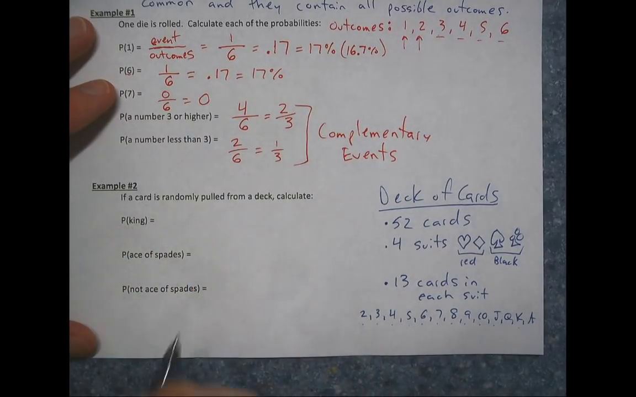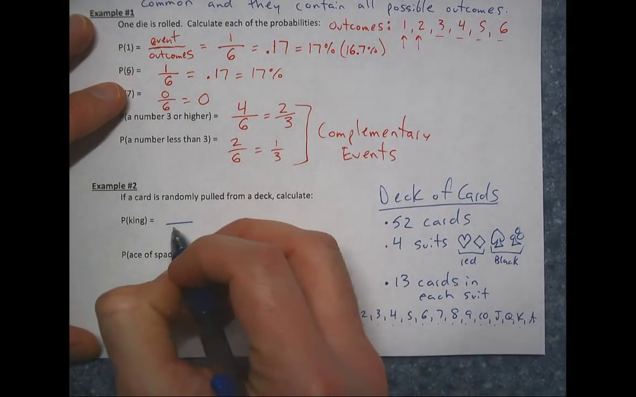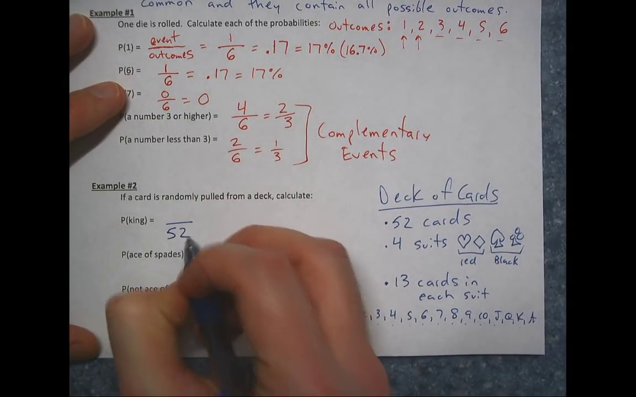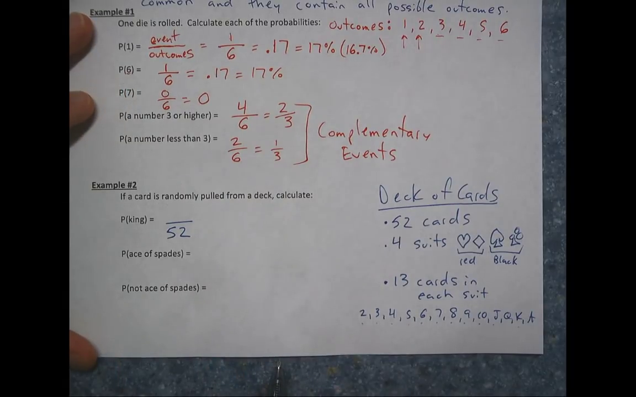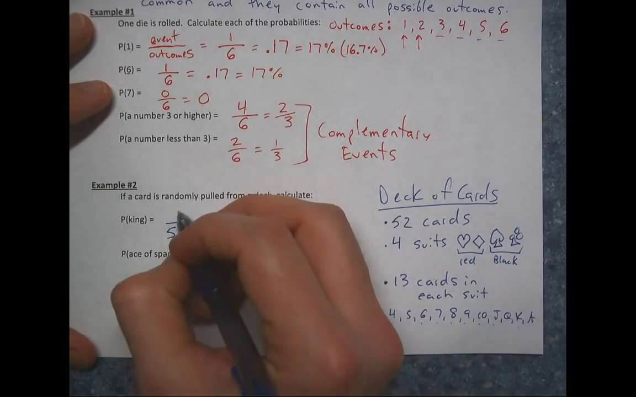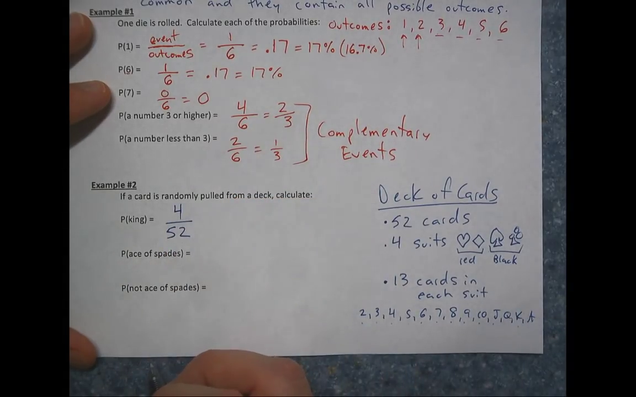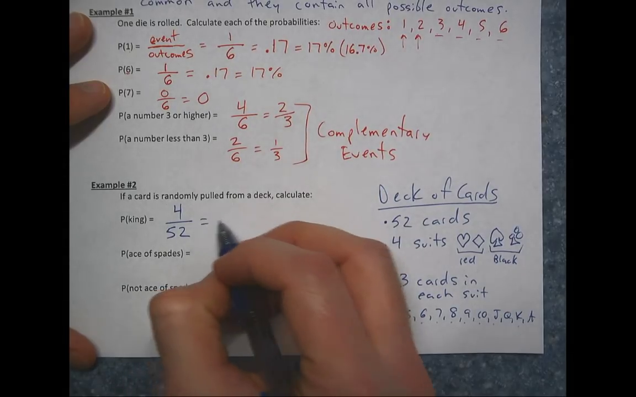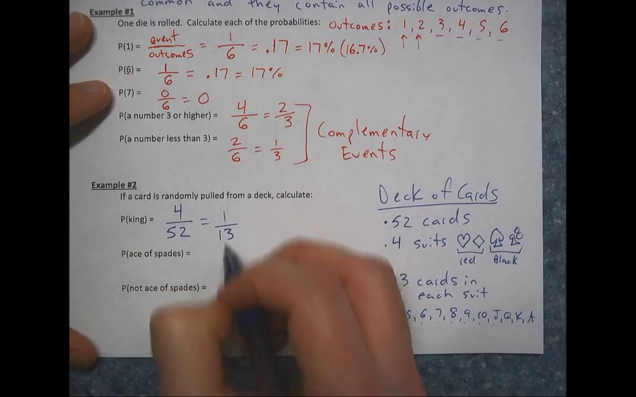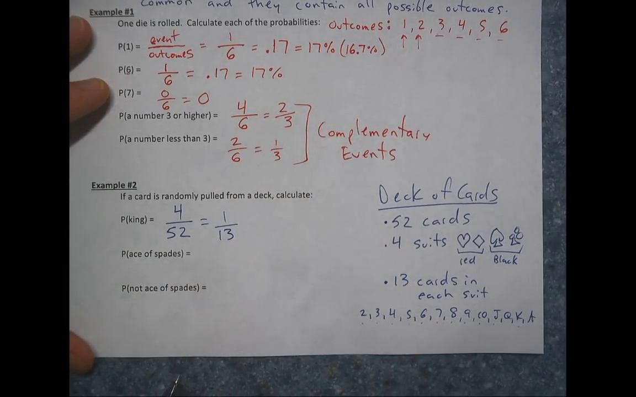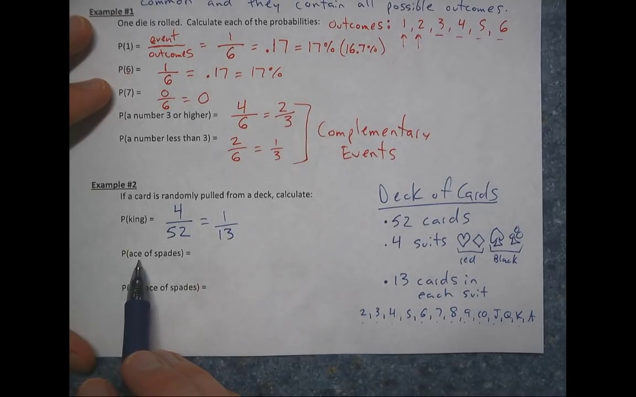So what's the probability of getting a king? So the total number of cards, the total number of outcomes is 52. And there's 1 king that's a heart, 1 king that's a diamond, so on and so forth. So there's 4 kings. So it's a 4 out of 52, which we would simplify down to 1 out of 13, dividing by 4. What's the probability of the ace of spades?